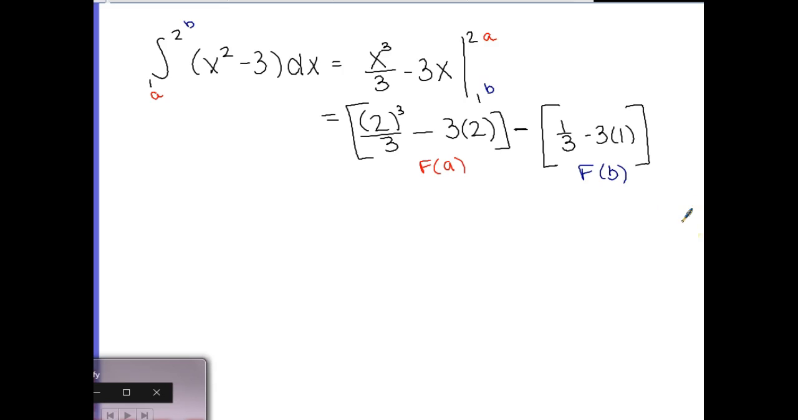2 cubed is 8. So you get 8/3 minus 6 minus 1/3 plus 3. Yeah, plus 3.